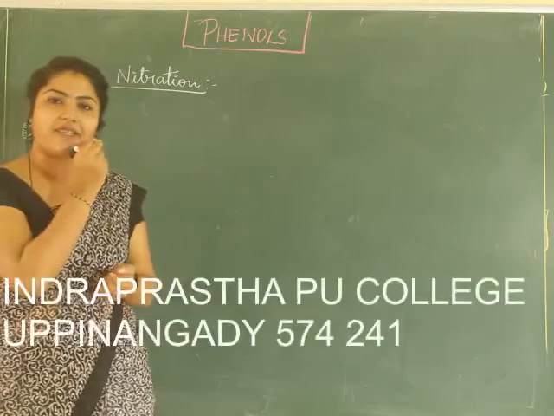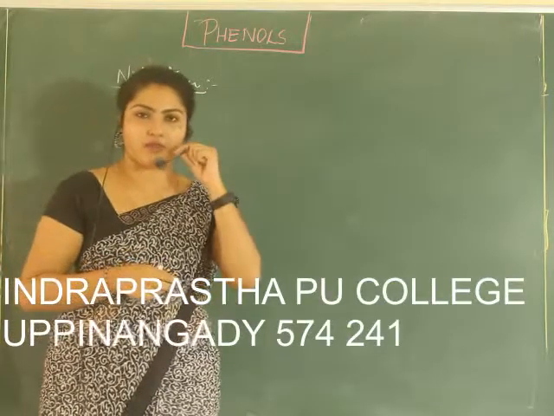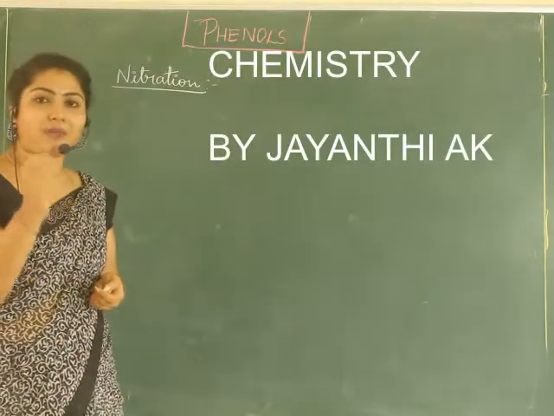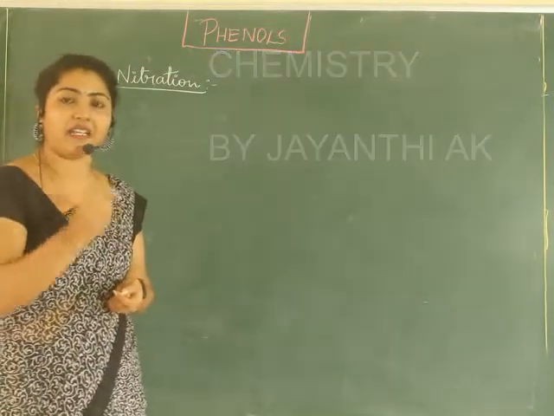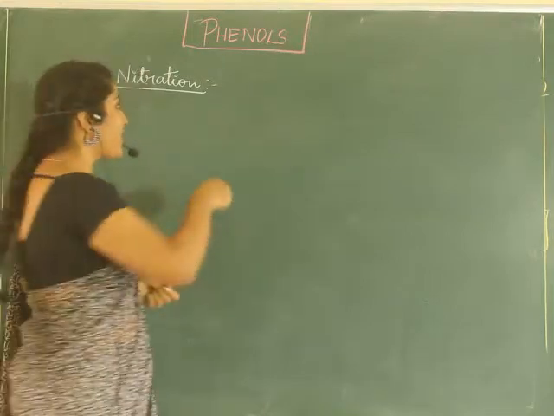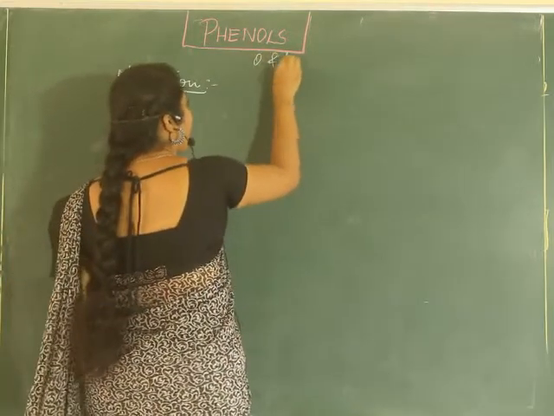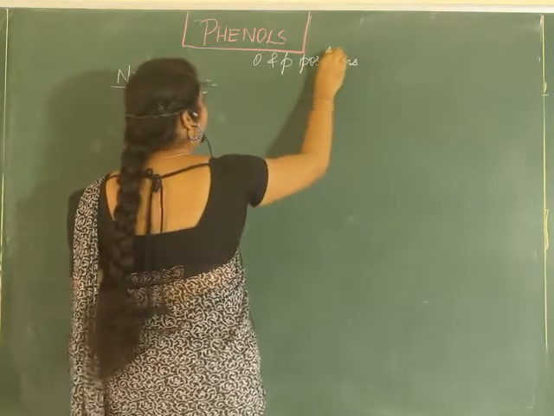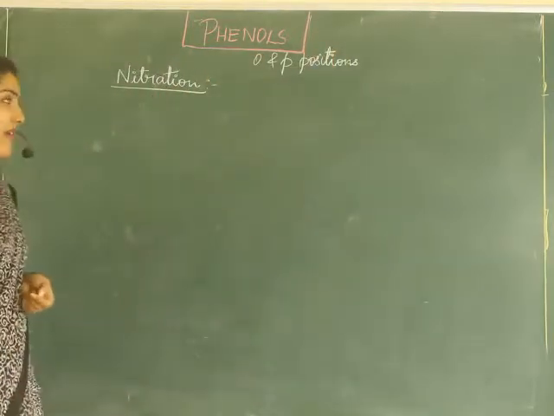So we'll see the different types of electrophilic substitutions now. What is the point that you have to remember? That OH group is highly activating and the incoming groups will be directed to which position? Ortho and para positions the group will be directed. Now we'll see different types of electrophilic substitution reaction.